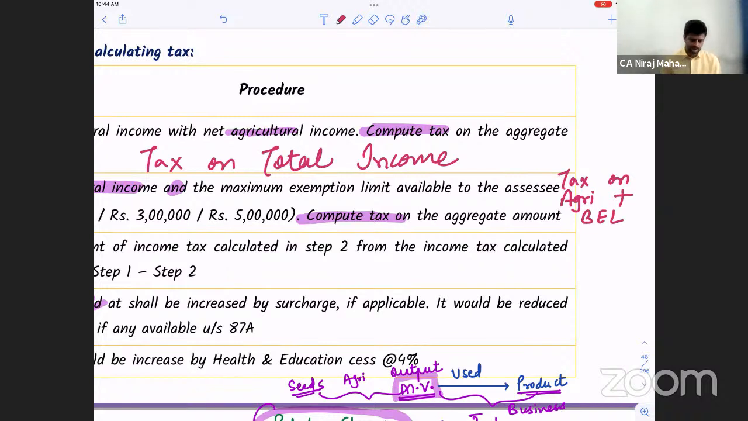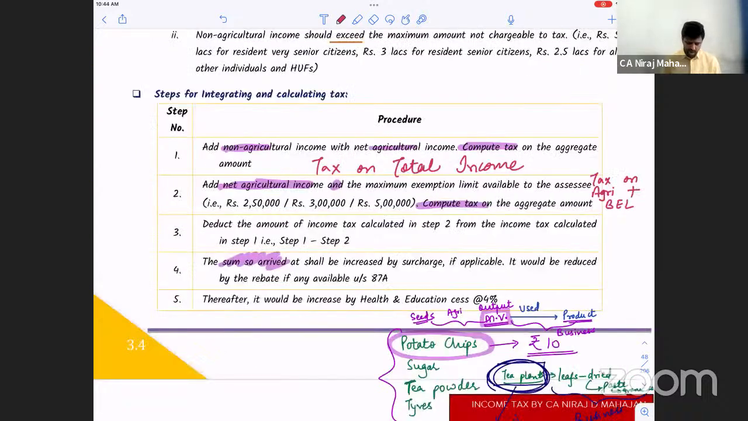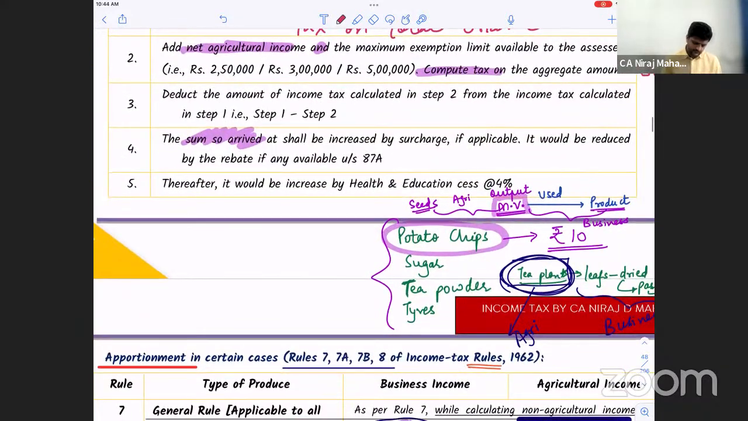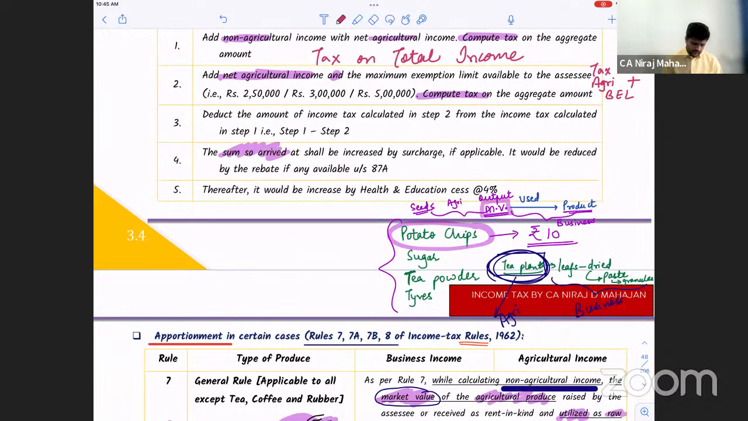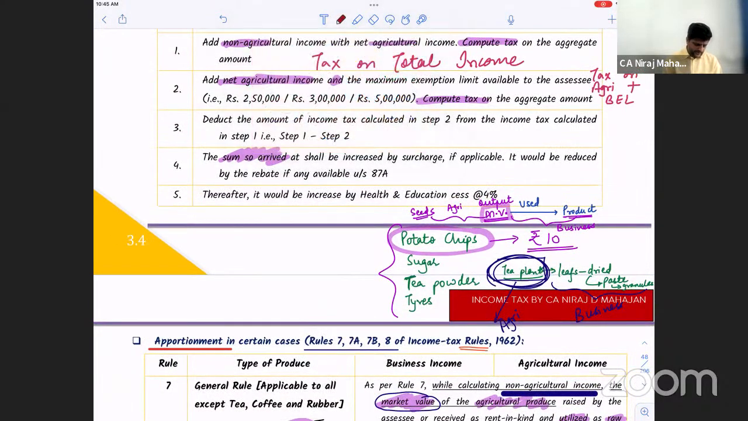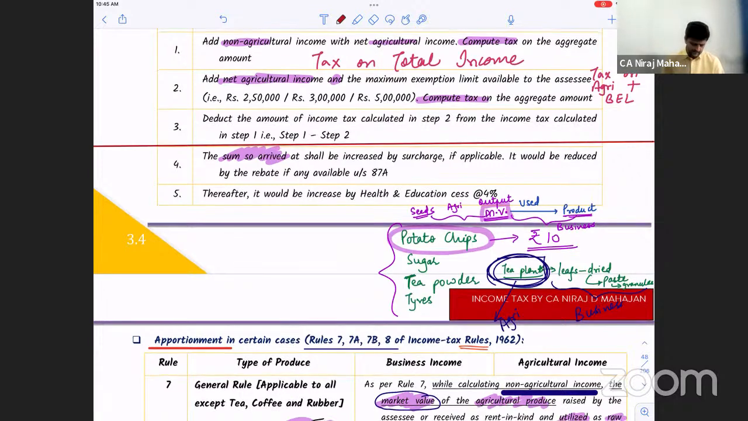We'll go ahead. And lastly, health and education cess of 4% comes as it is. So step 1 and step 2 are everything just before surcharge, rebate, as well as cess. Basically, we'll be calculating the basic income tax at the rates of 5%, 20%, 30%, etc. as per those limits.